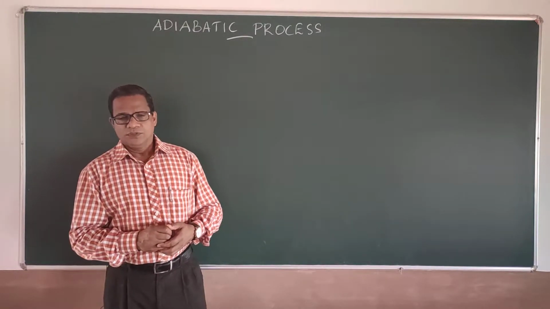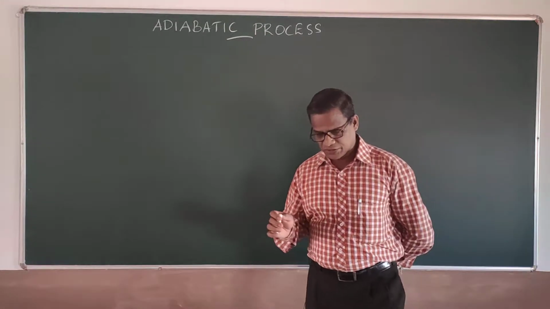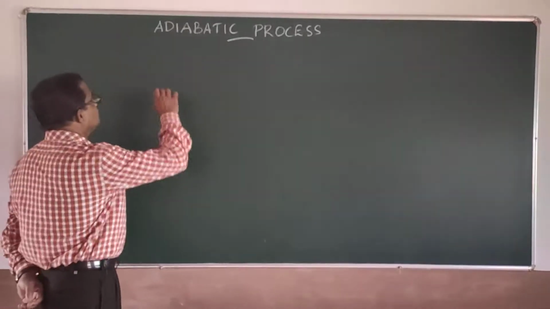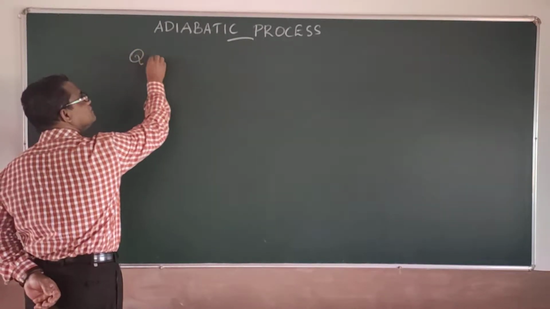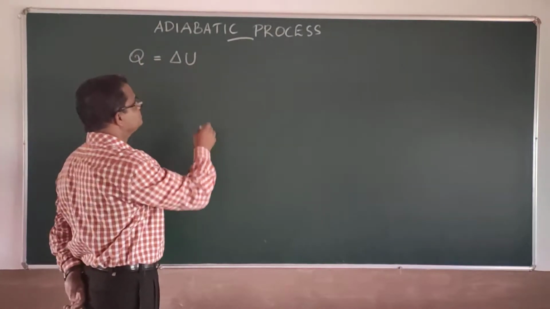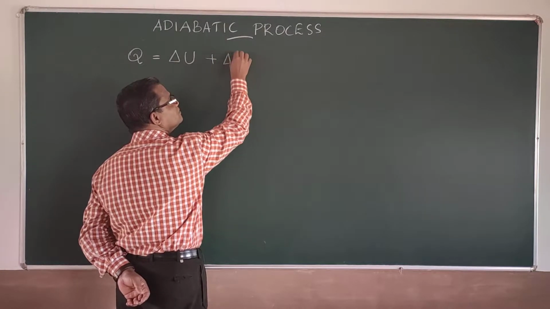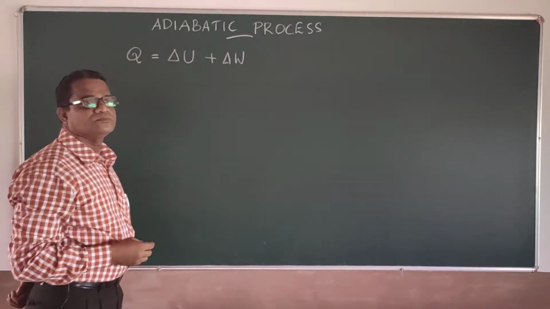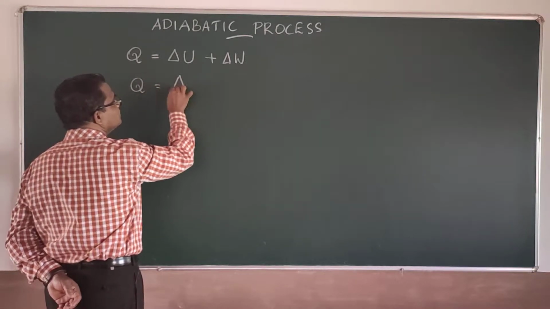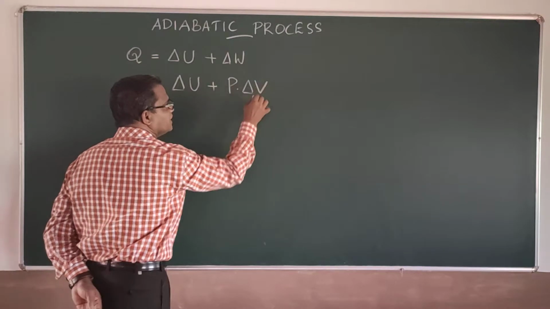Okay. So when we apply the first law of thermodynamics to the adiabatic process, let us see what conditions are possible. First law says that the heat energy given may be used up in increasing the internal energy and also for doing external work. So I can write this as Q, heat energy given, will be equal to delta U plus P into delta V.